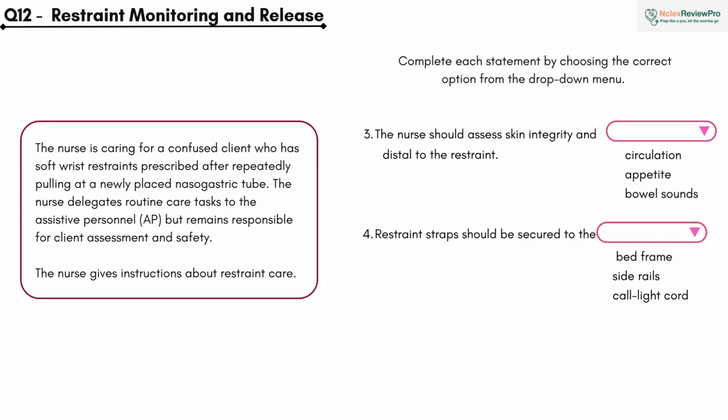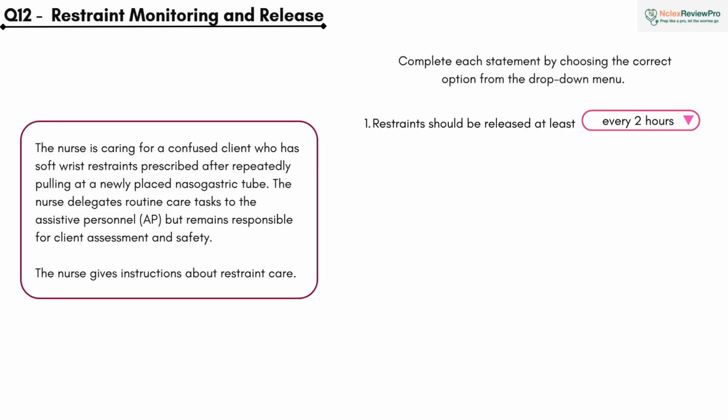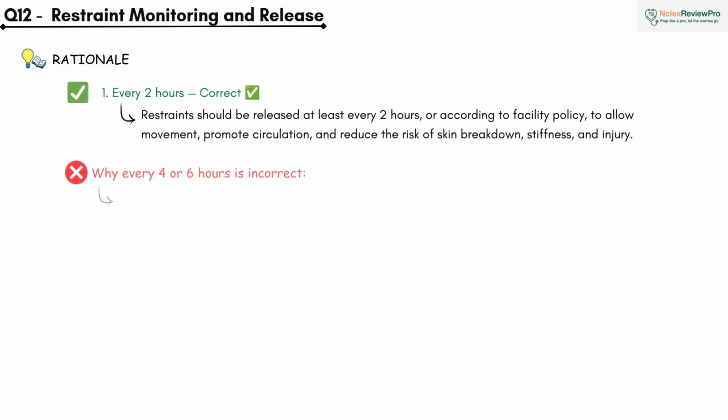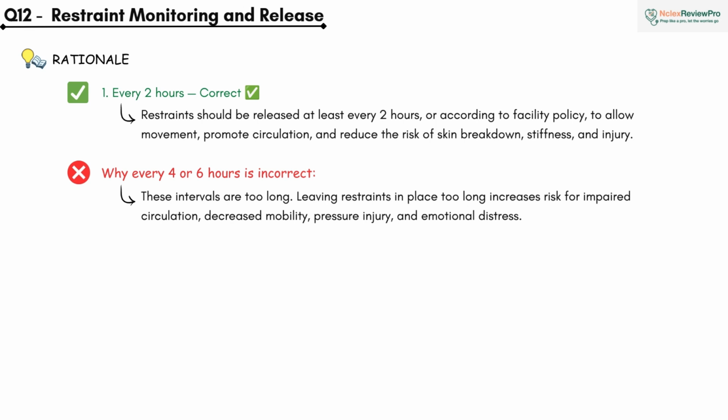Now let's go through the reasoning. First, restraints should be released at least every 2 hours, or according to facility policy. This allows movement, promotes circulation, and reduces the risk of skin breakdown, stiffness, injury, and emotional distress. Every 4 hours or every 6 hours would be too long. Leaving restraints in place too long increases the risk for impaired circulation, decreased mobility, pressure injury, and client distress.